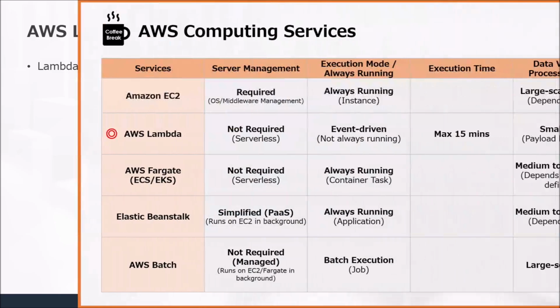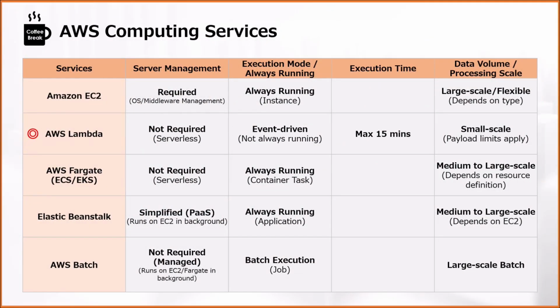In this system, we are using AWS Lambda, but AWS offers many other computing services. I have summarized the representative ones here. To reiterate, Lambda is a serverless service and does not run continuously. It runs only when there is an event. Also, since you are billed only during execution, it offers excellent cost performance. On the other hand, EC2 is a virtual server service provided by AWS that runs continuously and incurs fixed costs.